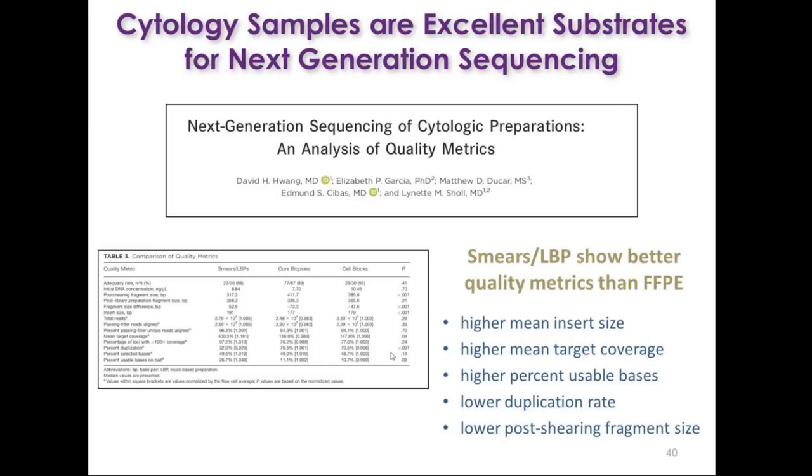So I told you they're excellent substrate, and here's the proof. This is a publication that came out of Boston that compared the quality metrics of next-gen sequencing in different cytologic preparations. They compared smears and liquid-based cytology with cell blocks and core biopsies. And they showed that the smears and liquid-based preparations have better quality metrics than their FFPE counterparts.